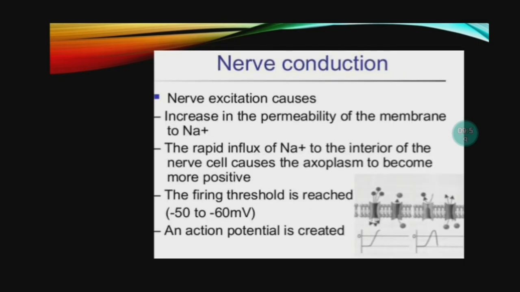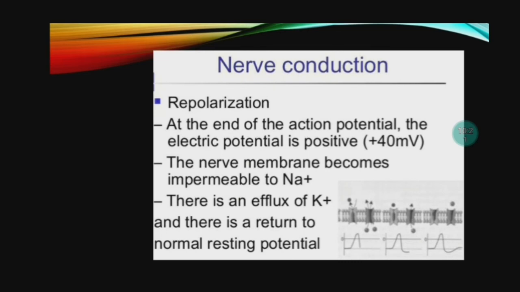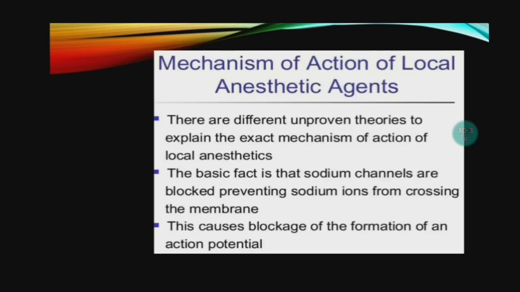Nerve excitation causes an increase in the permeability of the membrane to Na+. The rapid influx of Na+ to the interior of the nerve cell causes the axoplasm to become more positive. The firing threshold is reached at negative 50 to negative 60 mV, and an action potential is created. Repolarization: at the end of the action potential, the electric potential is positive 40 mV. The nerve membrane becomes impermeable to Na+, there is an efflux of K+, and there is a return to normal resting potential.